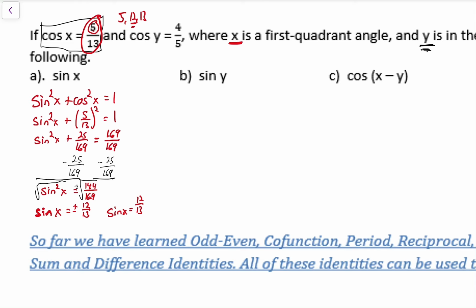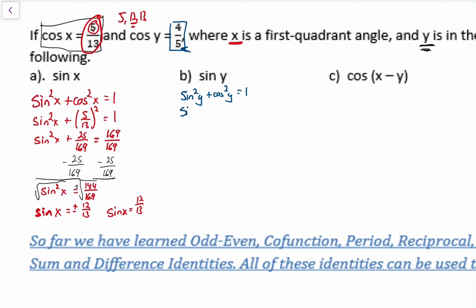All right, moving on to part B, sine of y. Well, we can do the exact same thing. We can think sine squared of y plus cosine squared of y is equal to 1. By the way, before we do this, I'm going to work through it. But if you know a Pythagorean triple that has 5 as a hypotenuse and 4 as a leg, you might be able to quickly figure out what sine of y is. So we'll get to that. And we're just going to do the same work here.